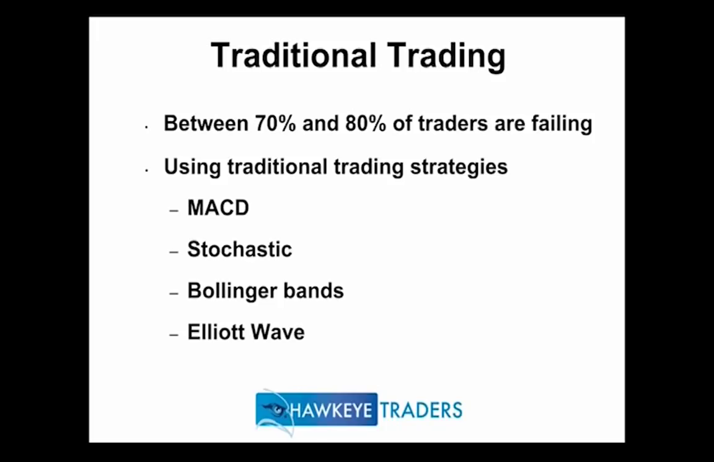Most traders also are using traditional trading strategies. They're using the MACDs, the moving averages, stochastics, Bollinger Bands, Elliott waves. I'm not saying anything bad against these. I'm just saying that if the majority of traders are using these indicators and the majority of traders are failing, there's got to be some sort of correlation there. That's all I'm saying.